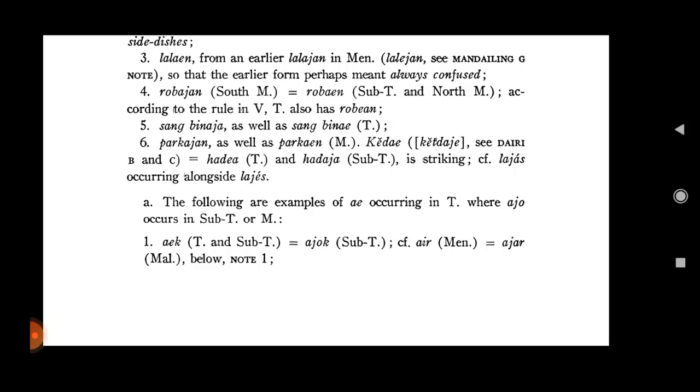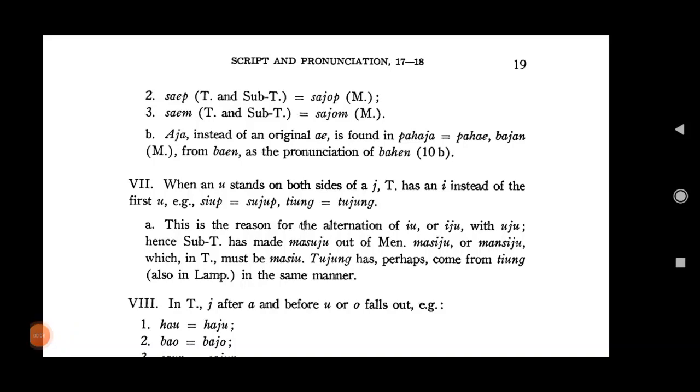Pakaian as well as pakaian, Mandailing, kedai, kedai, kedai. Hadaya Toba and Hadaya Subtoba is trekking. Compare layers occurring alongside layers. The following are examples of I occurring in Toba where Ayok occurs in Subtoba and Mandailing. Ayok, Toba and Subtoba, compare Ayok, Mentawai, Ayar, Malay. Sayap, Toba and Subtoba, Sayop, Malay, Sayop, Mandailing, Sayom, Toba and Subtoba, Sayom, Mandailing. Aya instead of an original I is found in Pahaya, Pahaye, Bayan, Mandailing, from Bayan, as the pronunciation of Bayan.